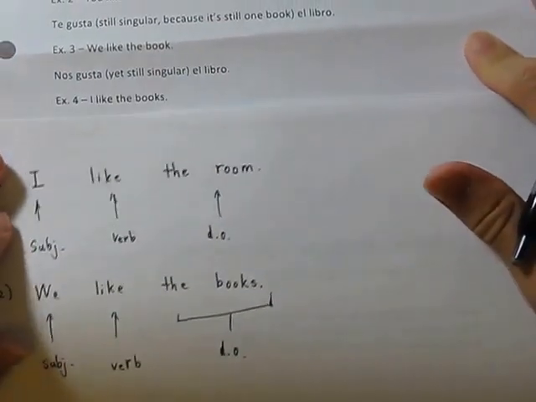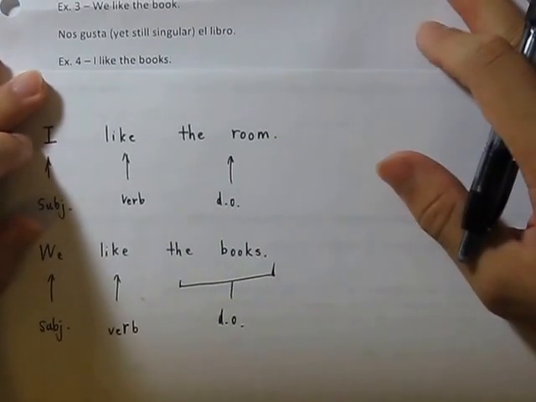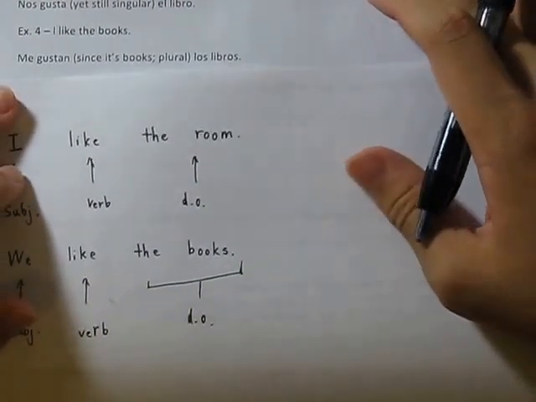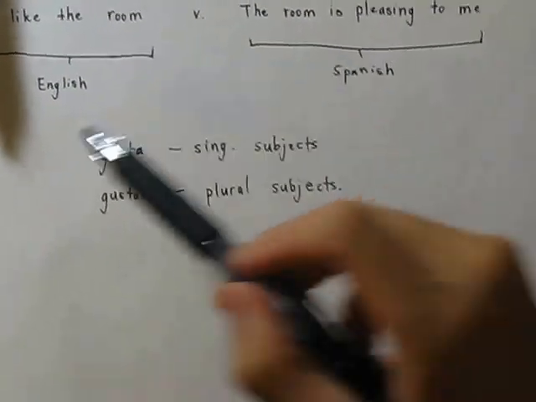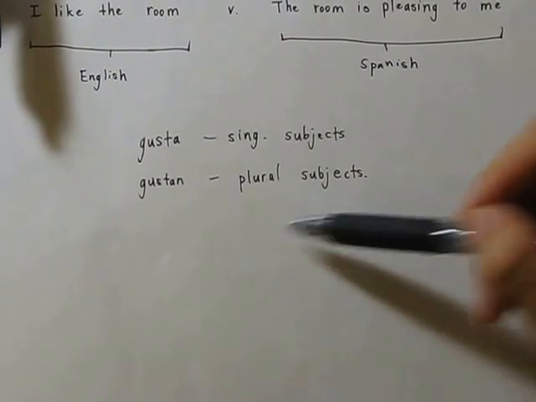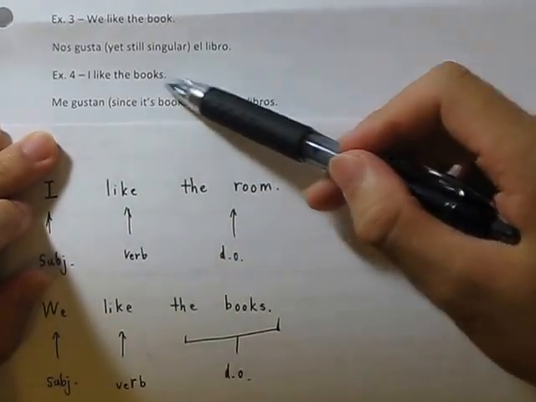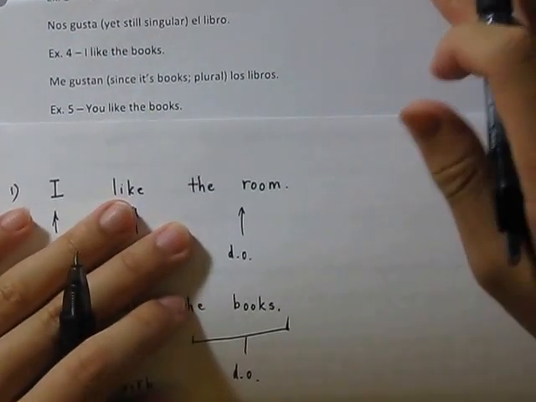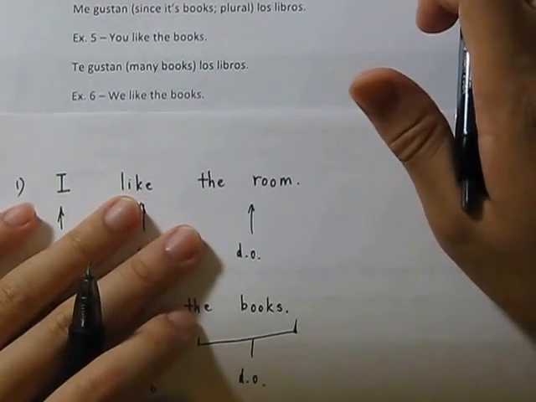Now let's move on to example number 4. In English I have to translate I like the books, right? In order to translate this, you say me gustan el libro, right? Since it's books, it has to be plural. And as you would recall, for singular subjects you use gusta, and for plural subjects you have to use gustan, right? So here, since books is plural, you gotta use gustan. Same goes for you like the books, basically te gustan el libro, right? And example 6, we like the books, nos gustan el libro, right?